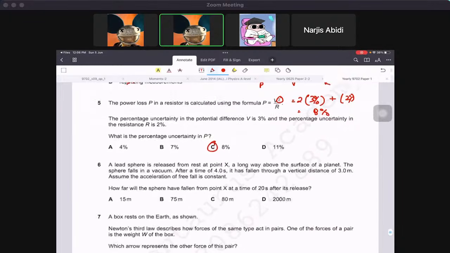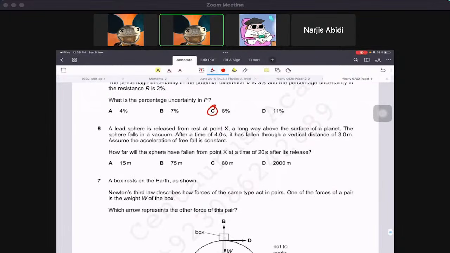A lead sapphire is released from rest at point X, a long way above the surface of a planet. The sphere falls in vacuum. After it has fallen through a vertical distance of 3, assume acceleration of free fall is constant. How far will the sphere have fallen from point X at a time of 20 seconds after release?